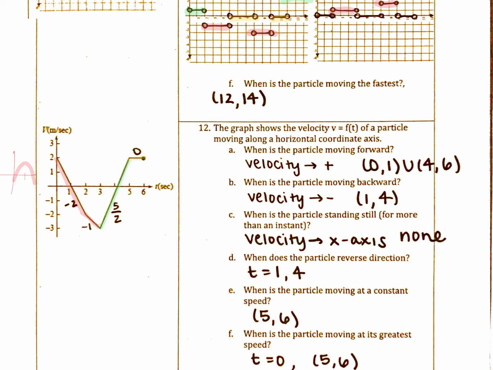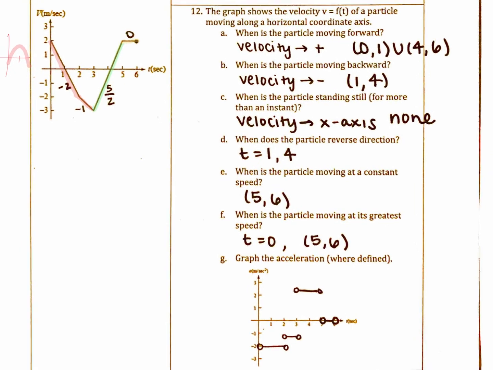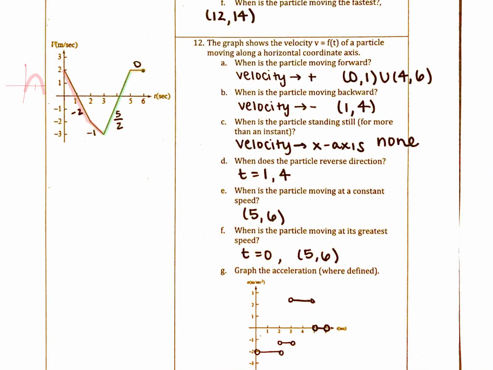When is it moving at its greatest speed? Well, at its greatest speed, we'd look for the furthest away from the x-axis. So it looks like, here we're moving at a speed of 2 meters per second, whereas right here at 3 seconds, we were moving at -3. So this should actually be 3 seconds.